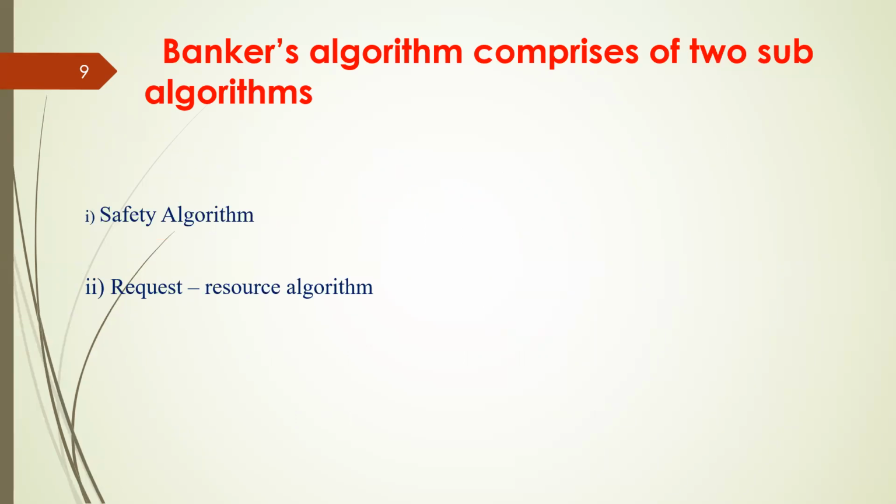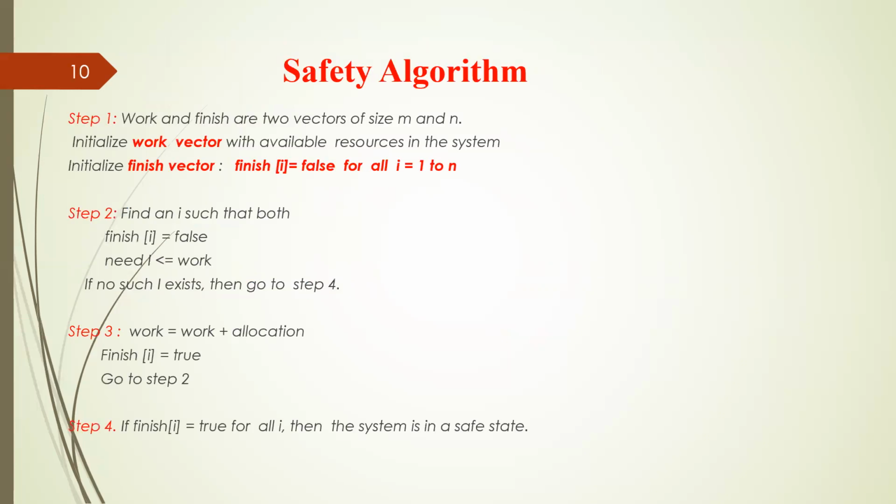And Banker's algorithm comprises 2 sub-algorithms: the safety algorithm and the resource request algorithm. The safety algorithm consists of 4 steps. Just go through all the 4 steps. Just see the algorithm. I will explain it now.